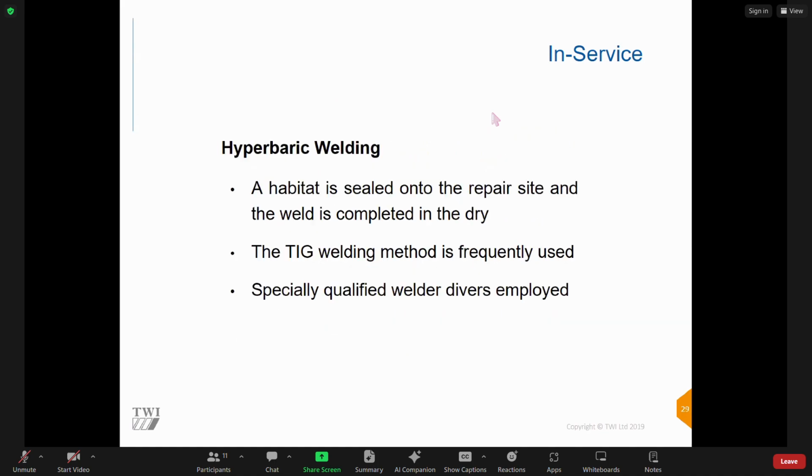So, more advanced hyperbaric welding. A habitat is sealed on the repair site, and the weld is completed in the dry. The TIG welding process is most frequently used, TIG, tungsten inert gas. If you're not familiar with that, again, from Wednesday you will be. Specially qualified weld divers are employed.